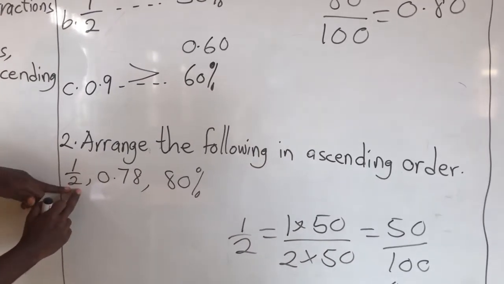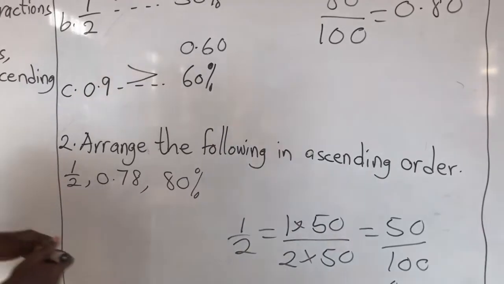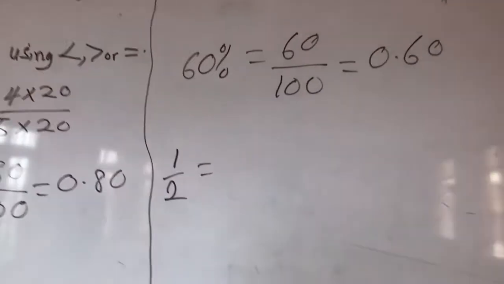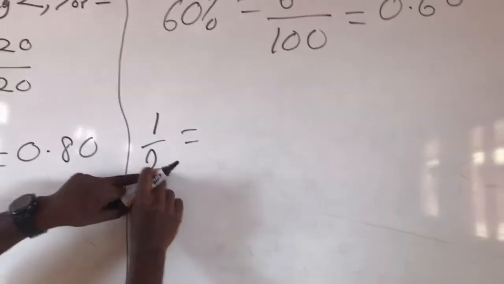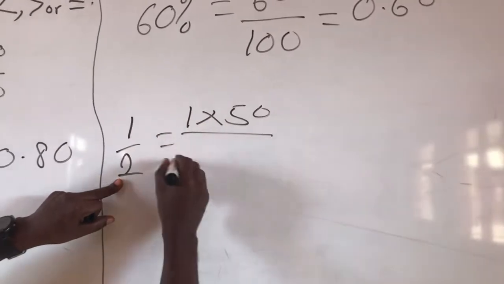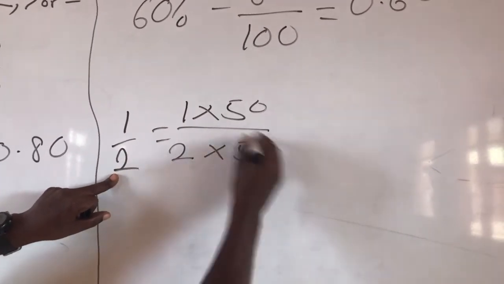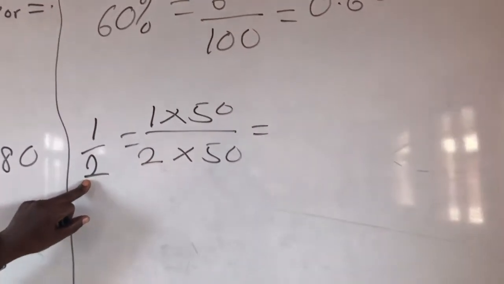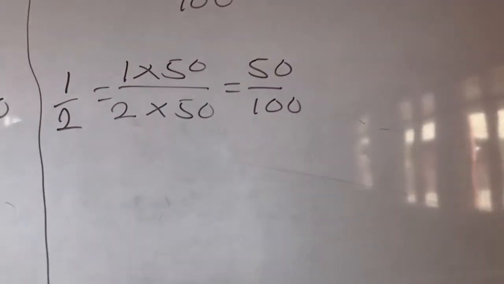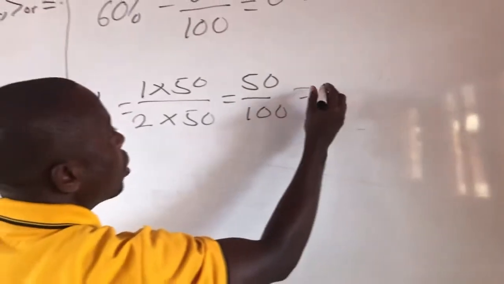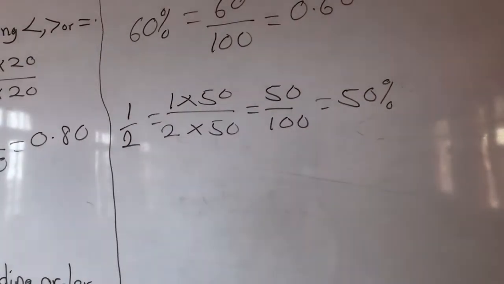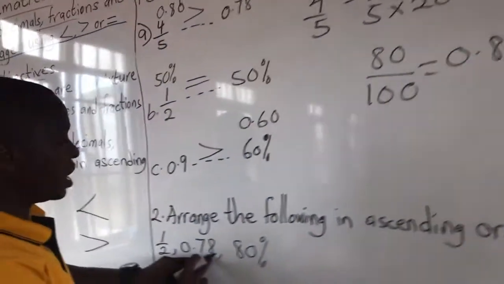So now let's start with 1/2 to percentage. 1/2 will give us, we look for a number that will multiply by 2, give us 100. So we have 1 times 50 over 2 times 50. This will give us 50 over 100. Now 50 over 100 is equal to 50%. Then we move on to 0.78.